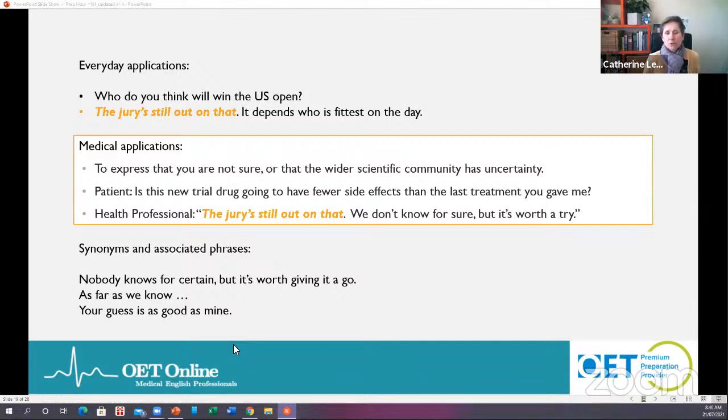Phrases that might go along with it are things like nobody knows for certain, but it's worth giving this treatment a go. If we don't know yet about, for example, the new clinical trial drug.